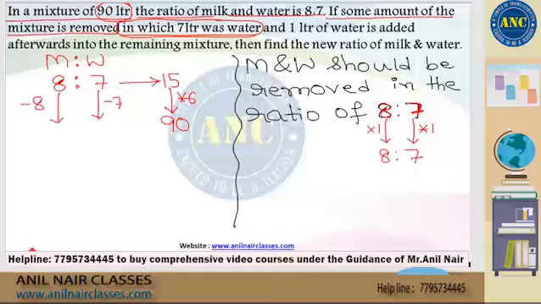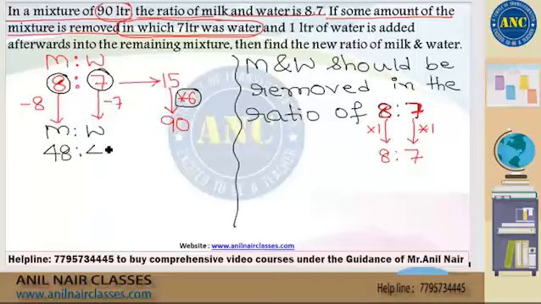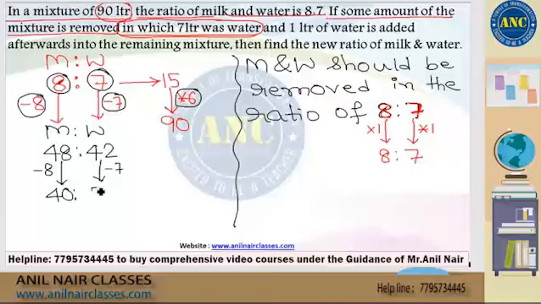Or in simple language, can I say it like this, sir? Milk and water, this 15 is multiplied by 6. 8 into 6 is 48. 7 into 6 is 42. From 48, 8 liters of milk is removed. Milk right now is 40. 7 liters of water is removed. Water right now is 35. Now this is what I have done till this point of time.